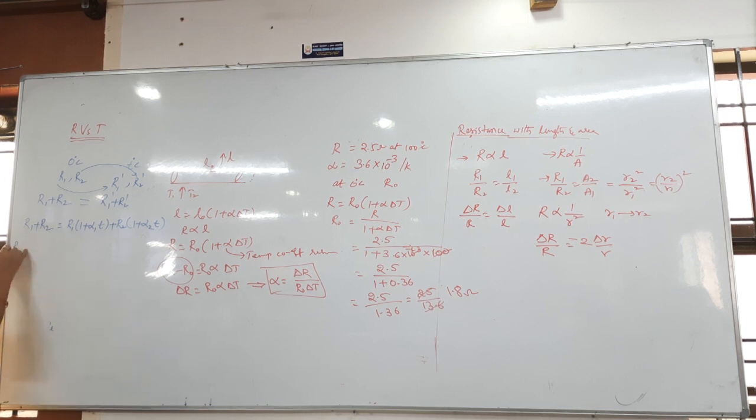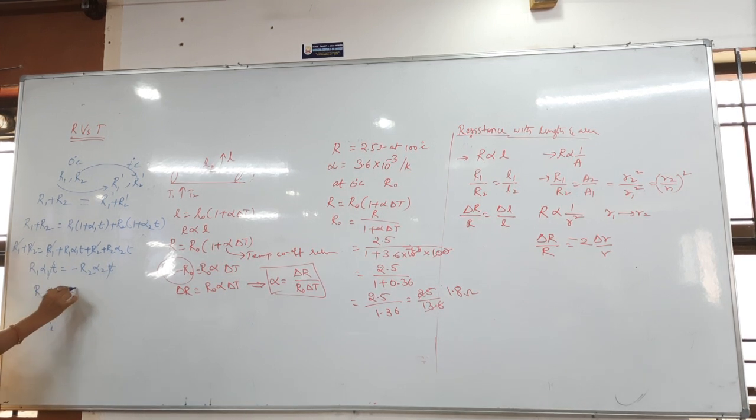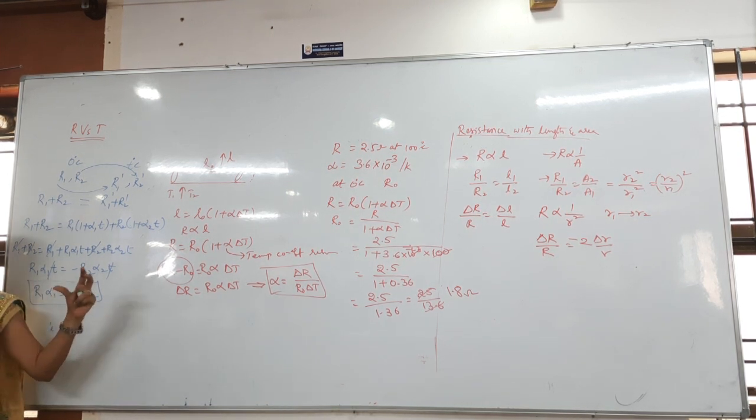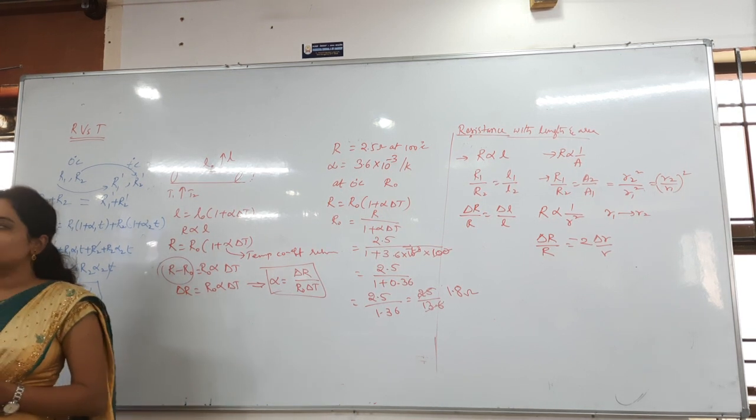Then from this, R1 plus R2 is equal to R1 plus R1 alpha 1 T plus R2 plus R2 alpha 2 T. What will get cancelled here? R1 and R2 get cancelled. Then R1 alpha 1 T is equal to minus R2 alpha 2 T. Then T gets cancelled here. Clearly I can write R1 alpha 1 is equal to minus R2 alpha 2. In thermal expansion also, you will get L1 alpha 1 is equal to L2 alpha 2. Same condition only. There also they will be joining two rods in series, and then you will get the final answer.